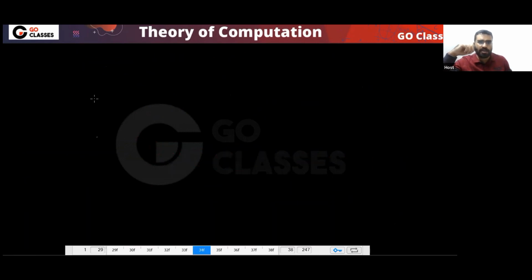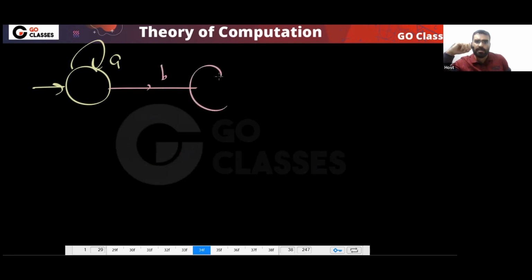For example, consider this DFA. Let me give you this DFA. So this is your DFA, A comma B, and let's assume this is also A, and let's assume this is B. This is state 1, state 2.